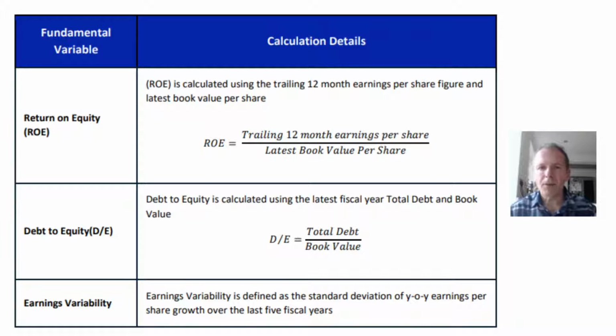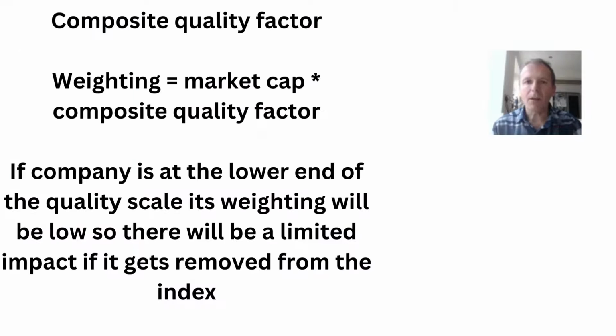Here are the variables within the quality factor ETF. I'll let you pause the video and you can look at them in more depth, but they're basically return on equity, so decent margins, debt to equity ratio, so not too much debt, and earnings variability, which is aimed to screen out cyclical companies. A composite quality factor will then be produced.